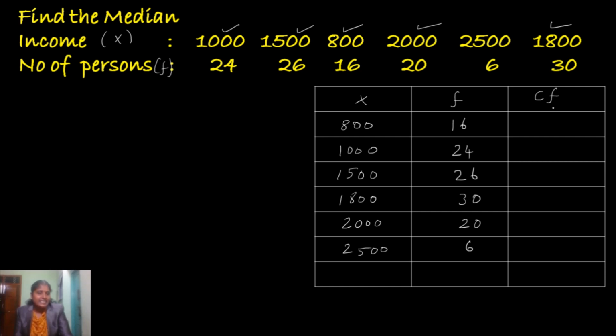Cumulative frequency is calculated by adding each frequency in a frequency distribution to the sum of its preceding frequencies. So for the first one, we have 16. 16 doesn't have any preceding frequency. You just write 16 here as it is. Then for the next one, 24 has the preceding frequency 16. So now you have to add 24 with 16. While we add 24 with 16, we have 40.